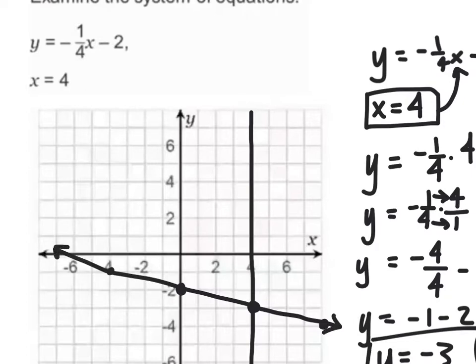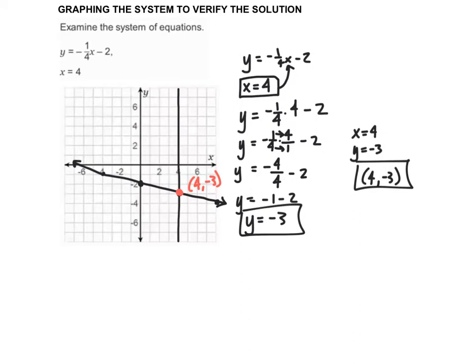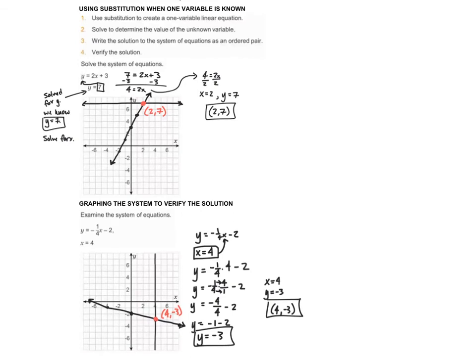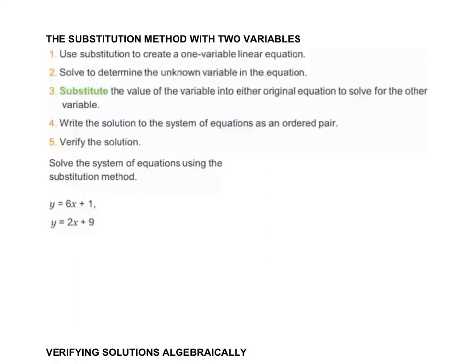So this again here is my happy place, and this is the point 4 comma negative 3, which is what we got algebraically over here. Okay, so that's the idea. What we're doing is plugging those values in and then doing the algebra to get my other variable. Okay, let's take a look at the next page.